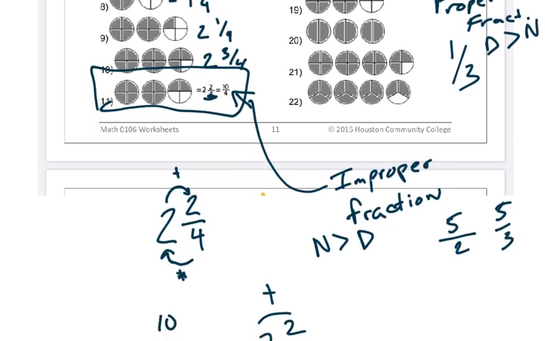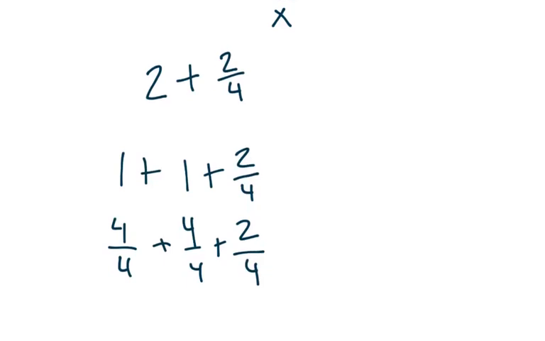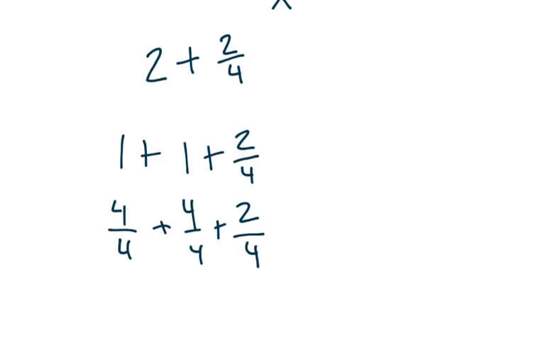The reason why I'm pulling this up is, and we're going to talk more about this a little later, but when the denominators are the same, we can add the numerators. So 4 plus 4 is 8, plus 2 is 10. So it's 10 out of 4, which is what we've been doing, actually, right? And that's why it works.